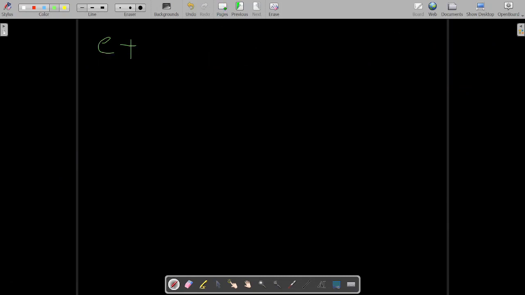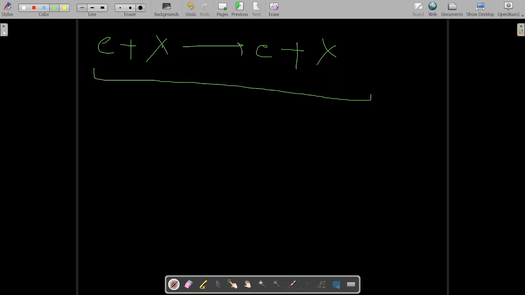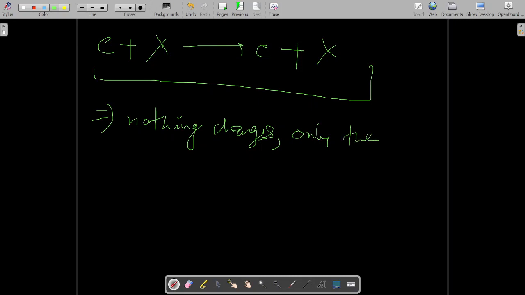So when the electron collides with the nucleus X, it yields nothing but the same thing. Only the energy difference is there. What does this equation imply? Nothing changes, only the energy is redistributed.